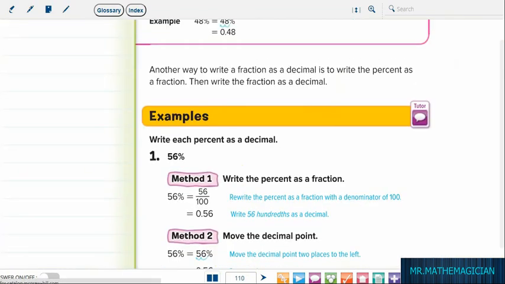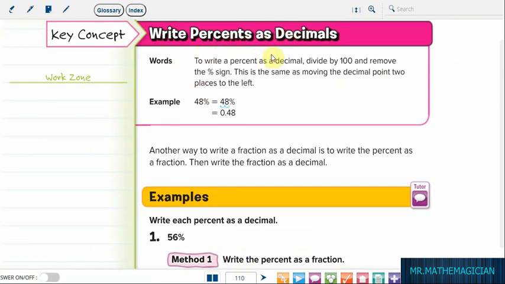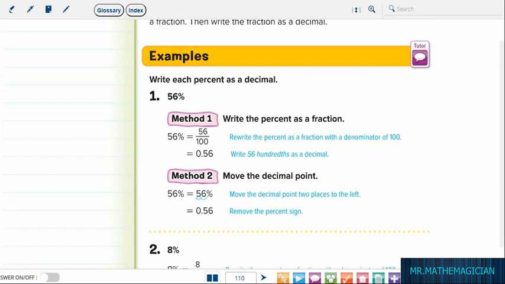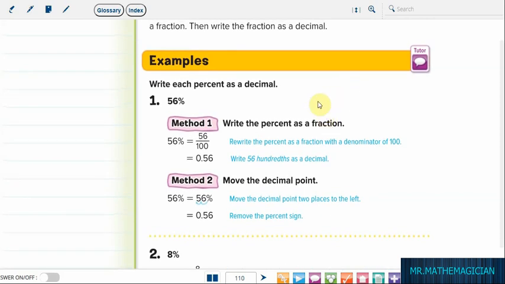Now moving on. To write a percent as a decimal, divide by 100 and remove the percent sign. This is the same as moving the decimal point 2 places to the left. So you are imagining that there is a decimal point here to the right of the number, and we are moving this decimal point to the left 2 places, so it will be 0.48. Another way is to write the percent as a fraction, then write the fraction as a decimal, as we did on the last page. Let's discuss the two methods together, and you can follow the method you want.